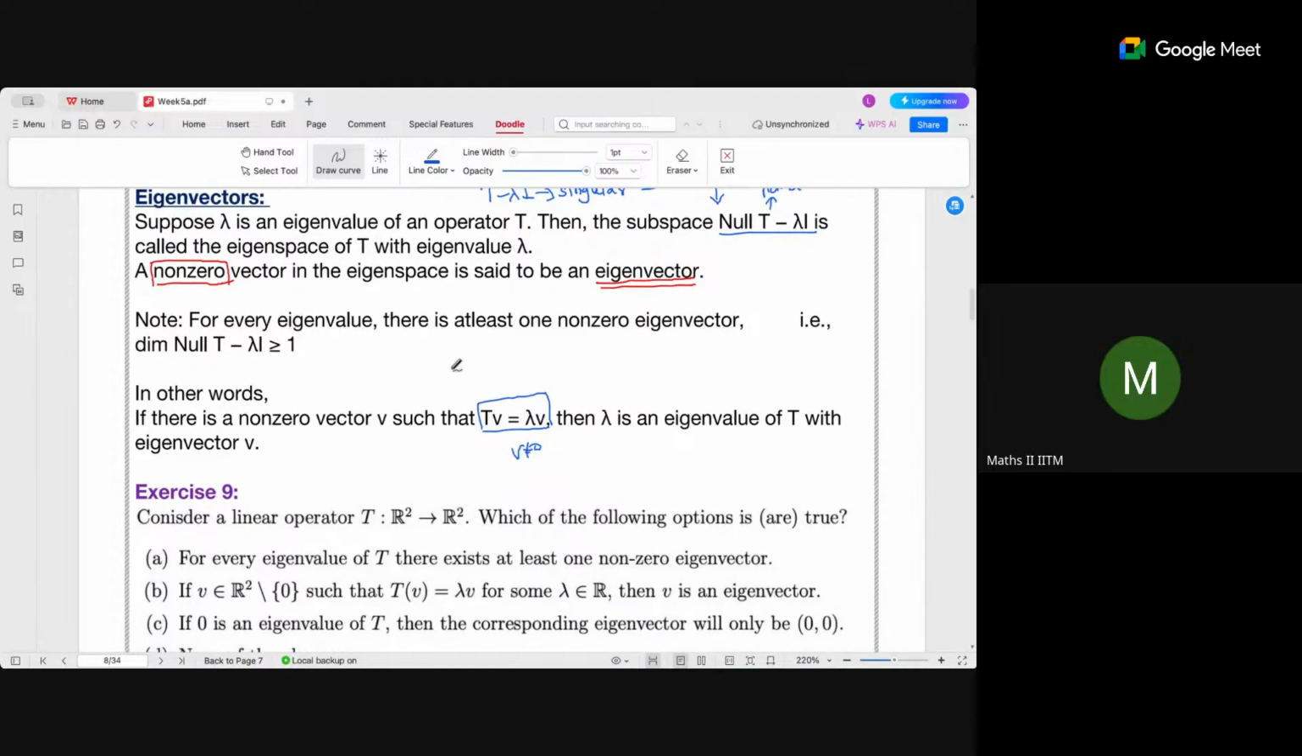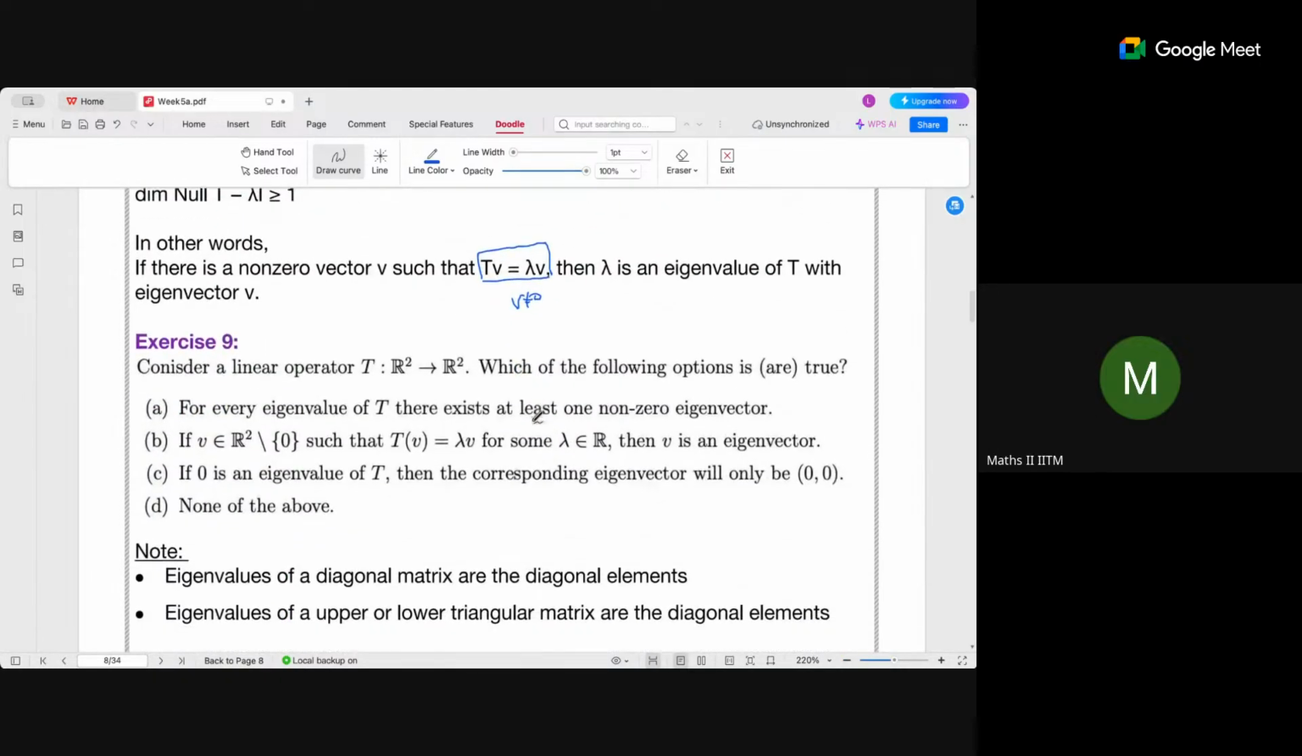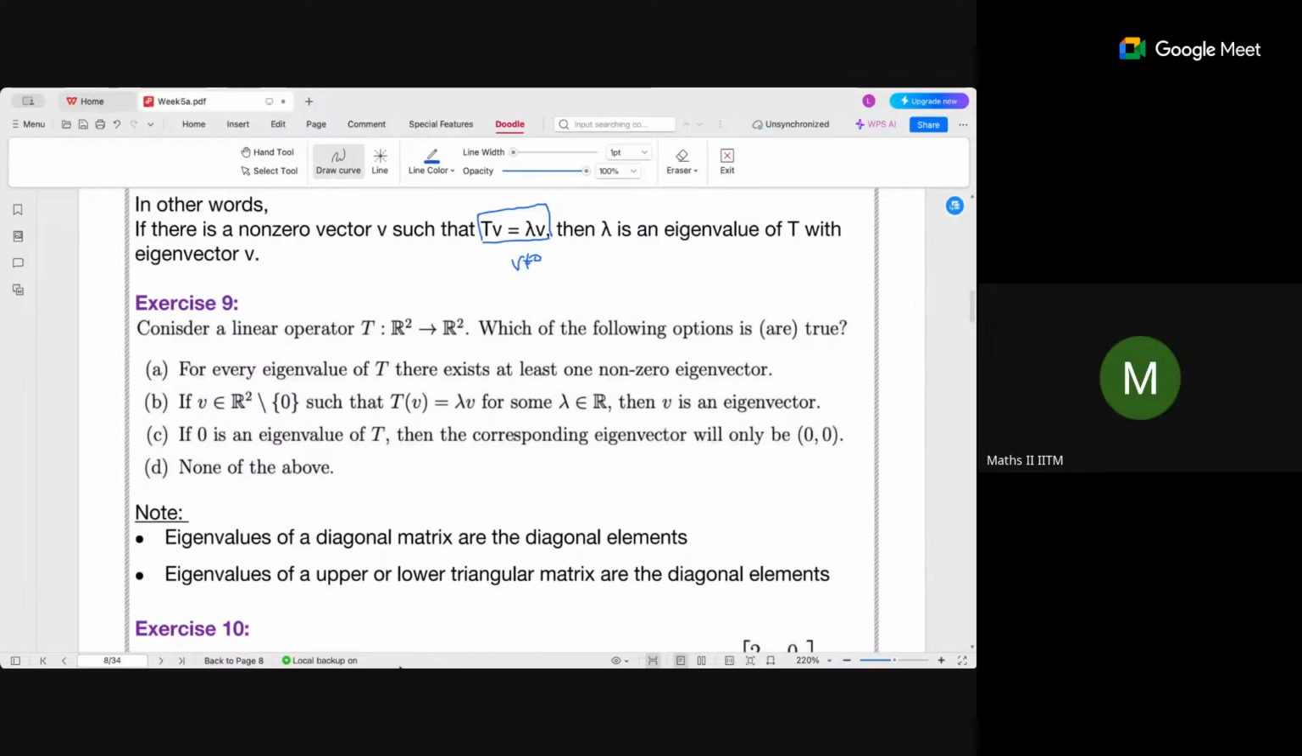Now based on the things which we have seen, first read the options given here, and then we'll discuss which one is correct or not.